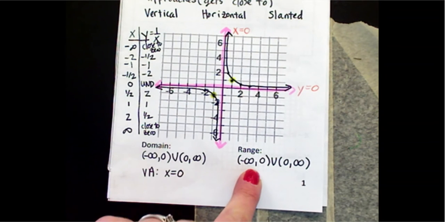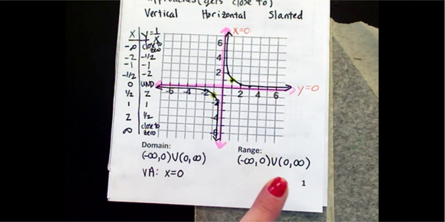This is the range in quadrant 3. This is the range for the branch in quadrant 1. There is no overlap, so I have 2 separate pieces. Discontinuous graphs can have multiple pieces for domain and range. Okay? Based on how it does or does not overlap.